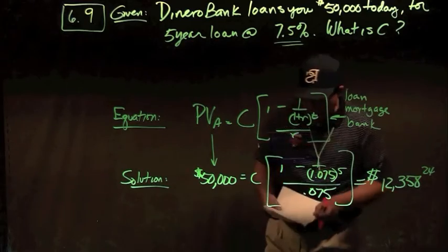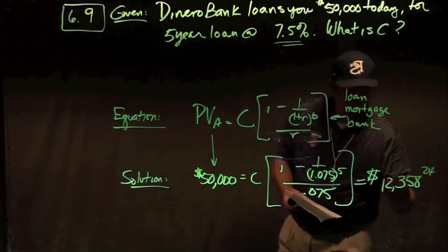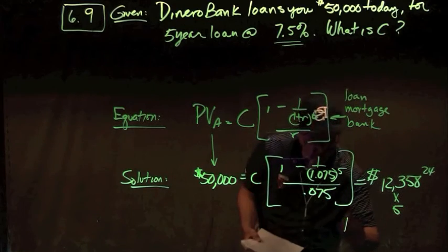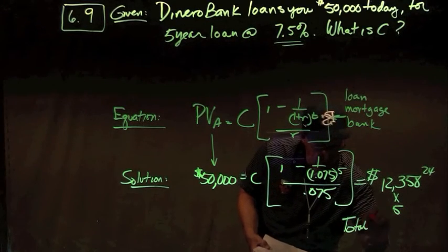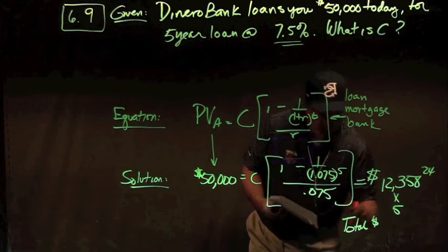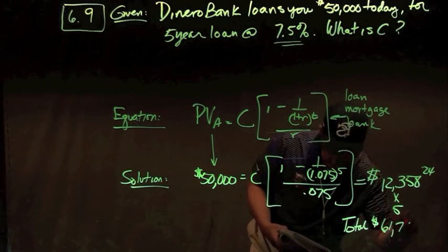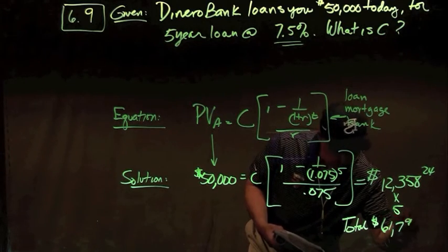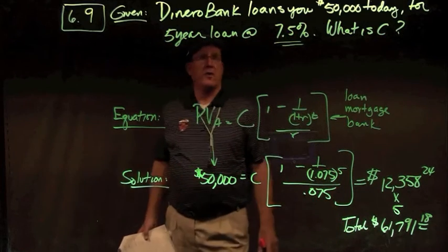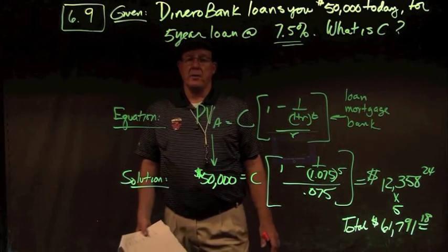My annual payment will be $12,358.24. And in total, I'm going to pay that for 5 years. So my total payment for this $50,000 loan will be $61,791.18 for the privilege of getting that $50,000 loan today. And there's your answer to problem 6.9.